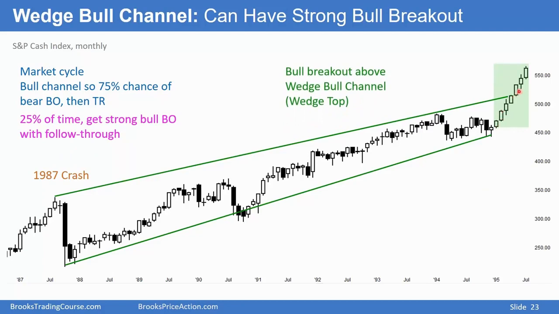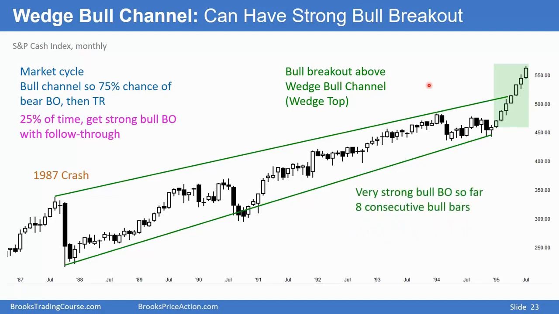Look what happened. 4, 5, 6, 7, 8, 9, 10 consecutive bull bars closing on their highs. This is a strong breakout, and it's well above the top of the bull channel. This is one of those cases, one of those 25% of the time when you get a bull breakout above a bull channel and the market cycle starts over again. This is 1995, after the Republicans took over the House of Representatives in 1994.